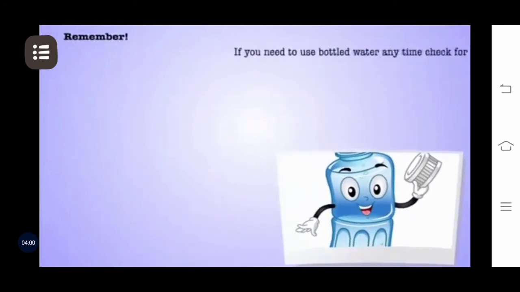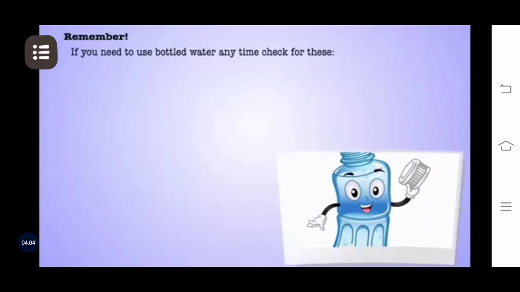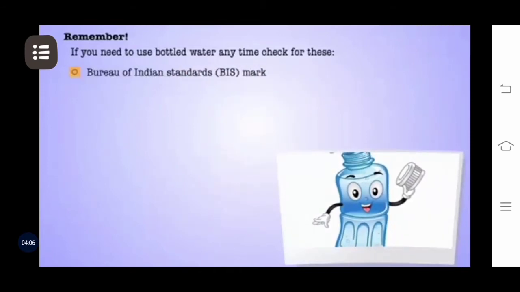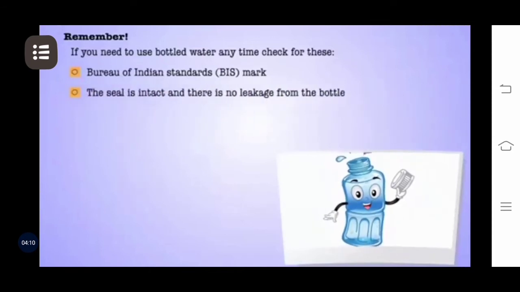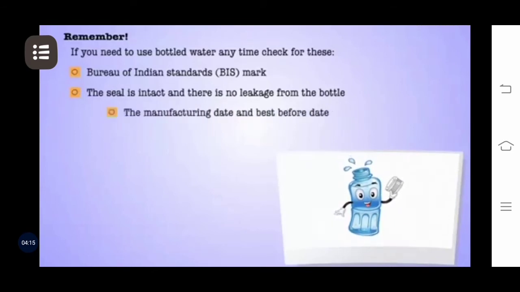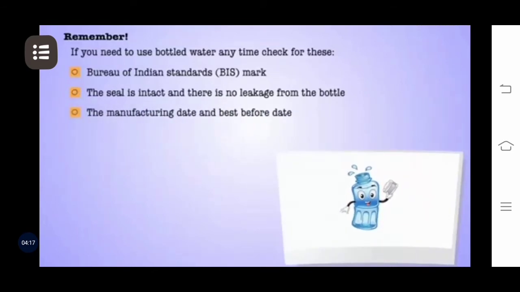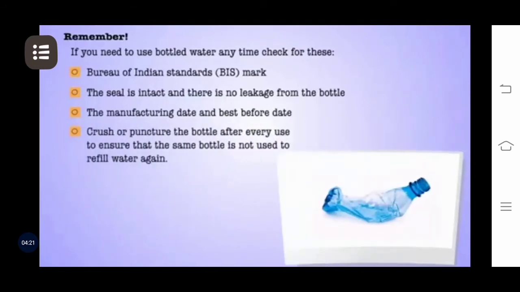Remember, if you need to use bottled water anytime, check for these. Bureau of Indian Standards, BIS mark. The seal is intact and there is no leakage from the bottle. The manufacturing date and best before date. Crush or puncture the bottle after every use to ensure that the same bottle is not used to refill water again.